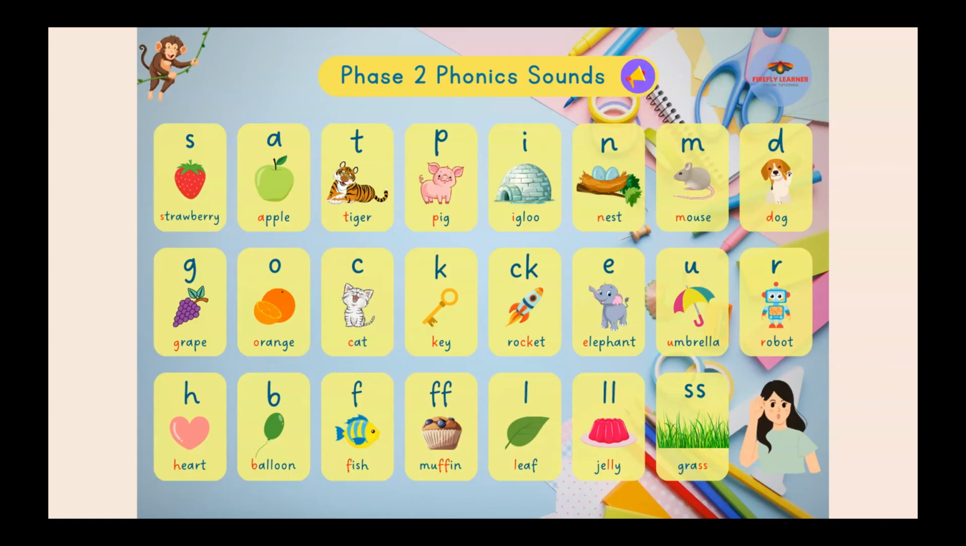Usually we follow a different order. As you can see on the screen, we start with S, then move on to A, T, P, I, N. The reason we do this is that, instead of starting with the alphabet, we're starting with sounds that children are likely to hear more often in the English language, and also that are more distinctive and easier for them to learn. So it starts off a bit more straightforward and gets more complicated and more difficult as they progress through the phase.